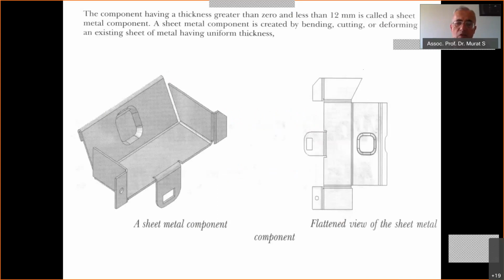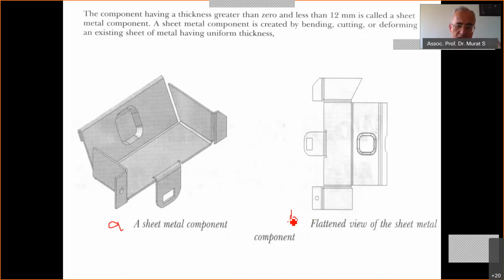The component having a thickness greater than 0 and less than 12 millimeters. It is just a component that can be manufactured, that has been manufactured, by bending and folding a right prismatic sheet. See this figure? Take a pointer and identify them, saying which figure I mean. This is figure A, and this is figure B.